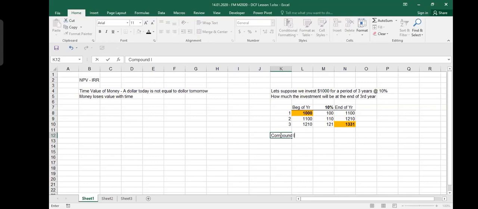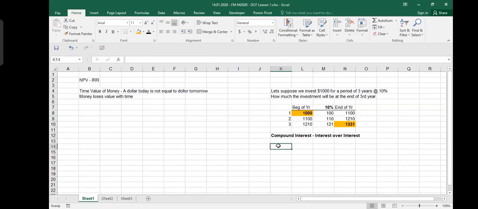Let me call it compound interest. Compound interest means interest over interest, which means that your interest starts earning money. And that is why in the next year this was actually $10 more. Why is it $10 more? Because this $100 also earned 10%, which was 10. And that's why it is 110. And then your interest was 210, and 210 multiplied by 10%, $21 came on top. This is called compound interest.